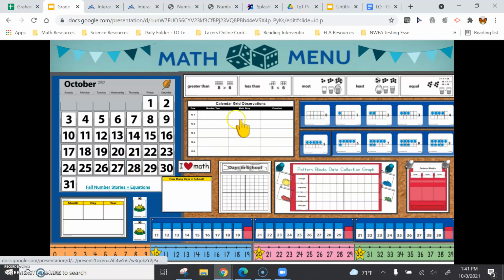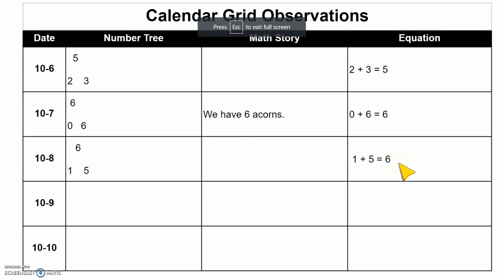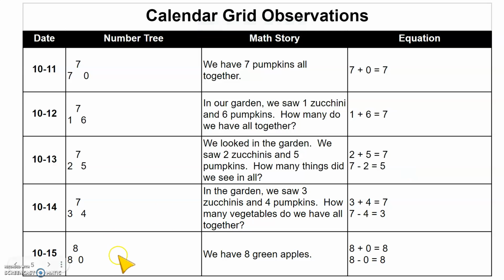Let's take this information and use it to help us figure out what we write down. Oh, it's on our number tree. We had 8 apples. 8 green apples and nothing else. So we put 8 and 0. Our number story or math story would be, we have 8 green apples. Our equation we would write would be 8 plus 0 equals 8, using it straight from the number tree.